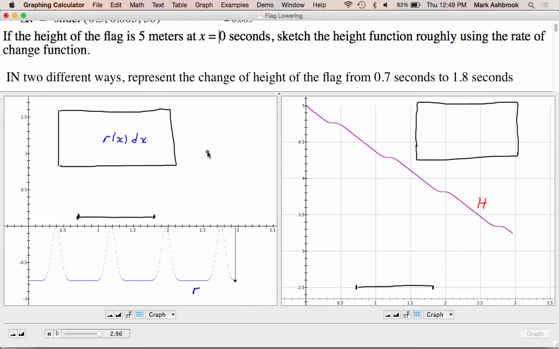But now that's just one of them, right? What do we want to do? We want to add them all up from 0.7 seconds to 1.8 seconds. And how do we do that? The integral. We're going to sum them all up, starting at 0.7 and ending at 1.8. So an integral expression is the total amount of change from a rate function, starting at 0.7, ending at 1.8. Okay, so that will express the total change in the height of the flag from 0.7 to 1.8. How do we do it using h?